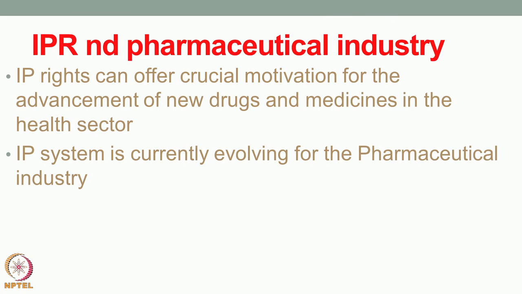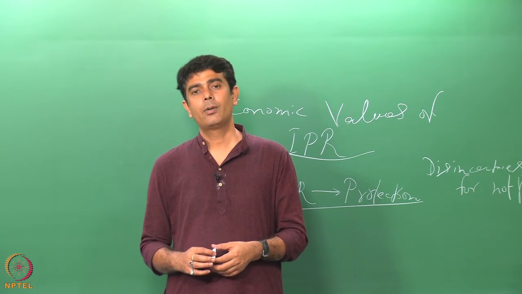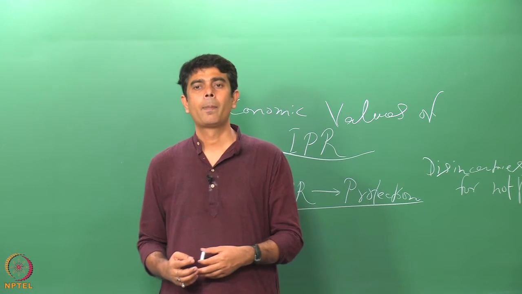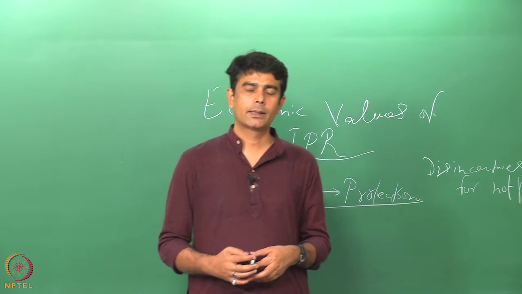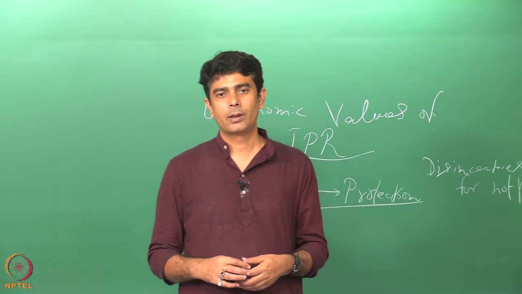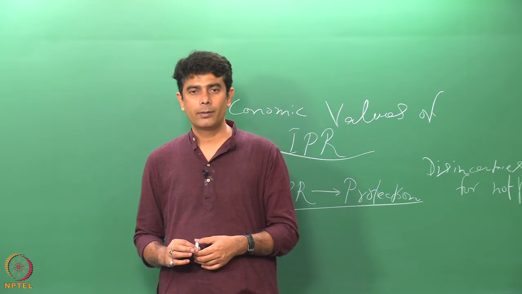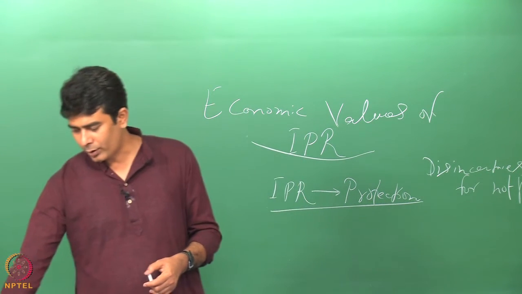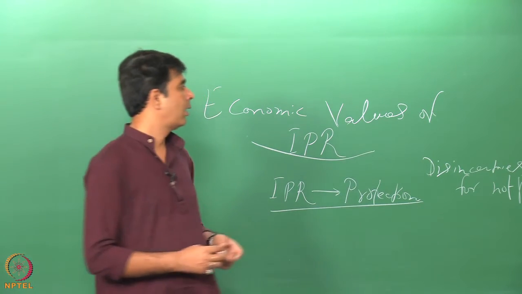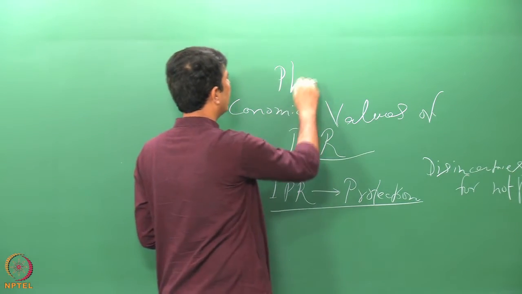One important interrelationship is between IPR and the pharmaceutical industry. IPR can offer crucial motivation for the advancement of new drugs and medicines in the health sector. And we have seen how new drugs are coming out and how they are able to fight new types of diseases such as cancer, AIDS and others. So, the intellectual property system is currently evolving for the pharmaceutical industry. It helps the pharmaceutical industry because lots of incentives are available in the pharma sector.